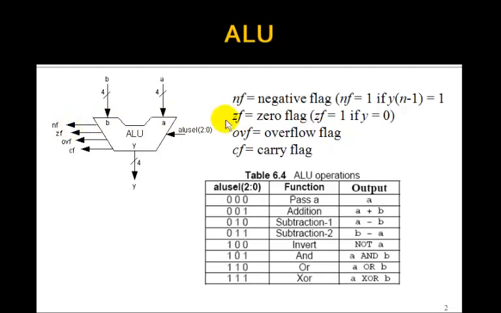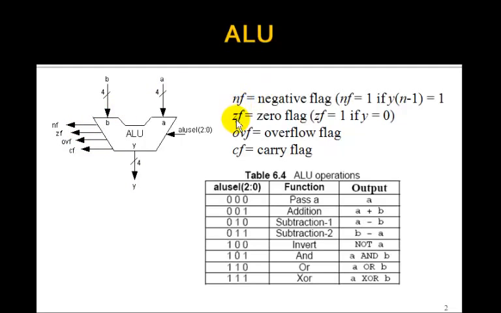The negative flag will get set if the most significant bit is 1. That is, if the output Y is a 2's complement negative number. So if Y sub n minus 1 is equal to 1, we set the negative flag. That tells that the result was negative. The 0 flag gets set to 1 if the result is 0. So if Y turns out to be 0, then the 0 flag will get set.